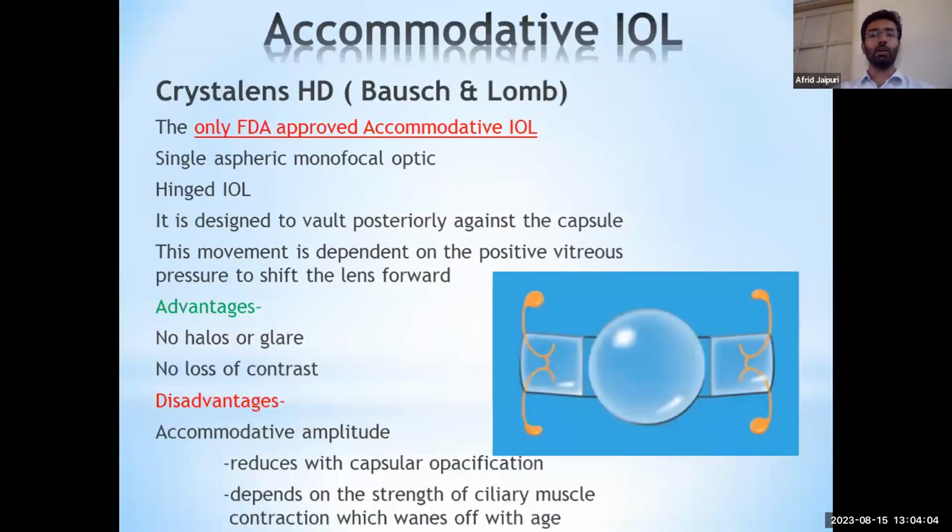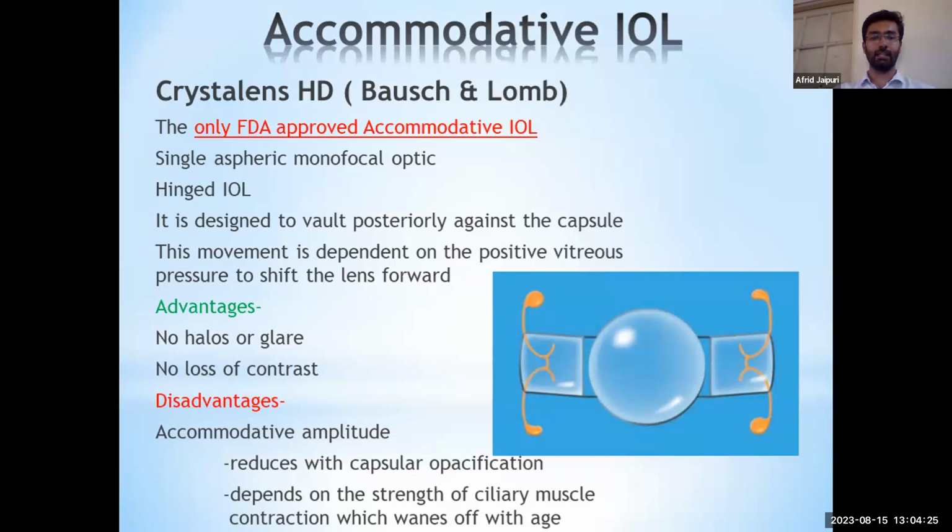Crystalens HD is the only FDA approved accommodative IOL. It has a single aspheric monofocal optic, and it is a hinged IOL. It is designed to fold posteriorly against the capsule. This movement is dependent on the positive vitreous pressure to shift the lens forward. Advantages of this lens include that there are no halos or glare, and there is no loss of contrast.